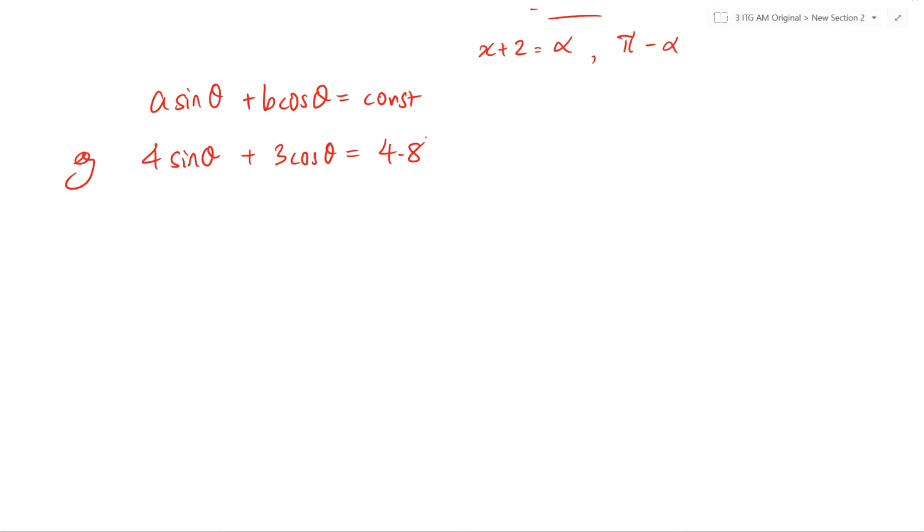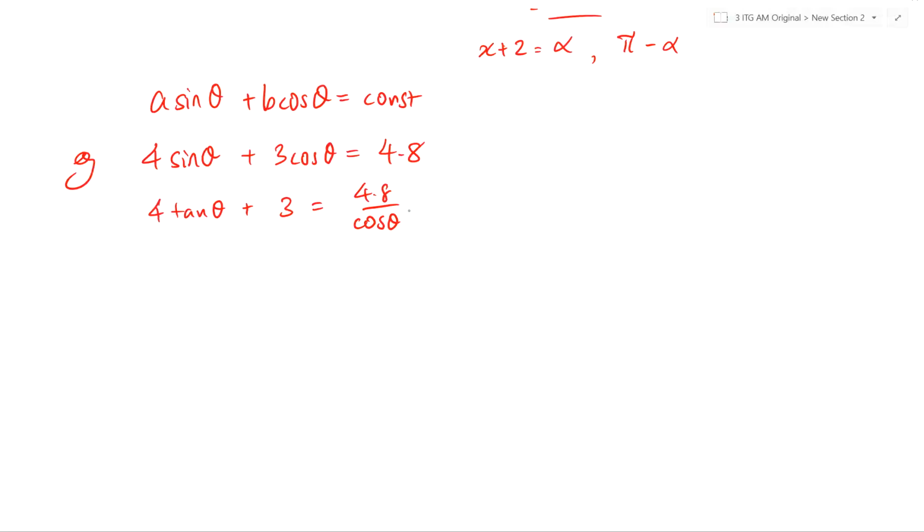Divide by cosine everywhere, is it? Divide by cosine sounds like a good strategy, so that the objective is to obtain a tangent. What if I divide by cosine? So I get 4 sine theta divided by cosine theta, tangent theta, plus 3 equals 4.8 over cosine theta. How now? Cannot, right?